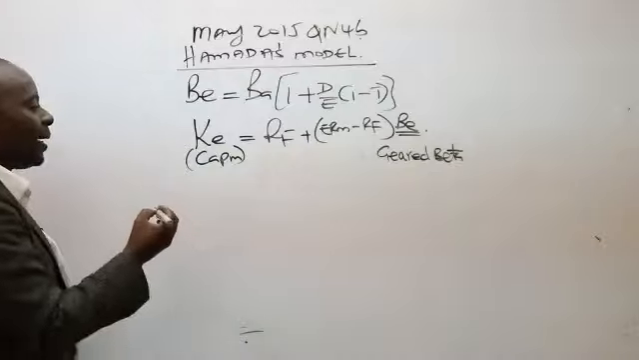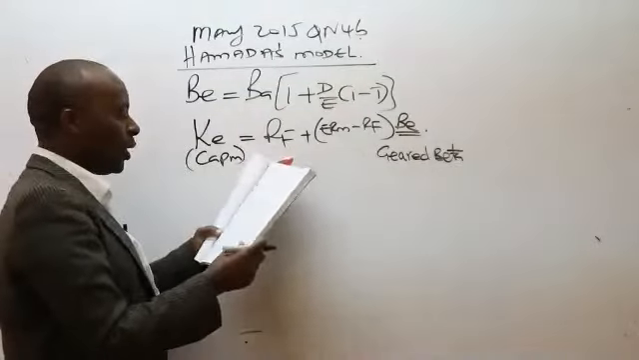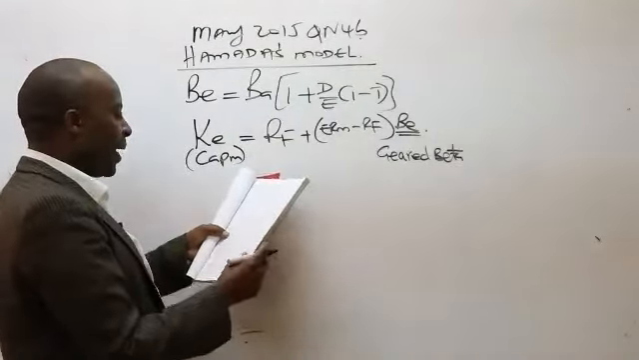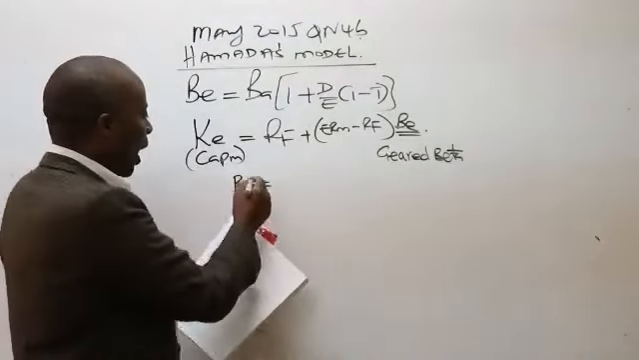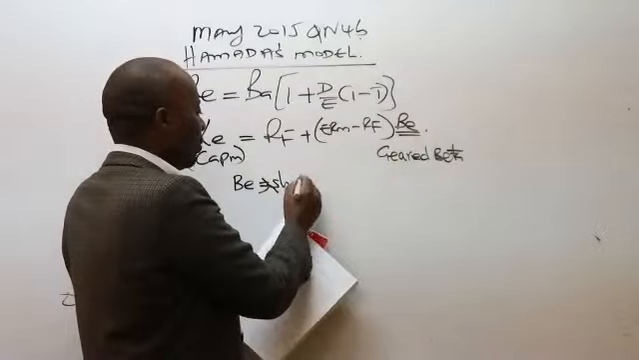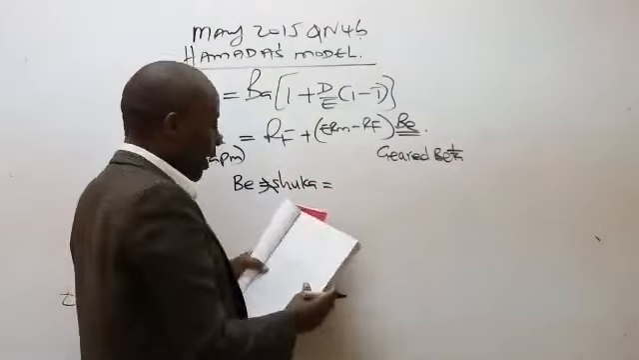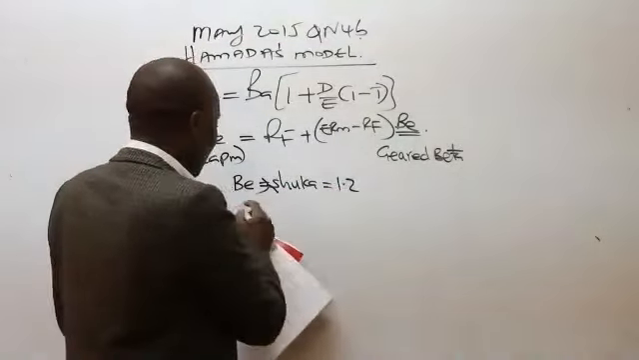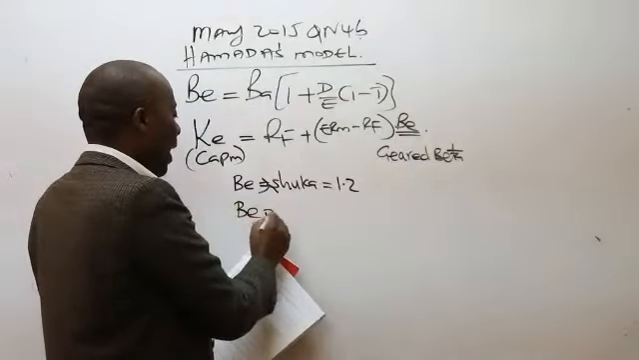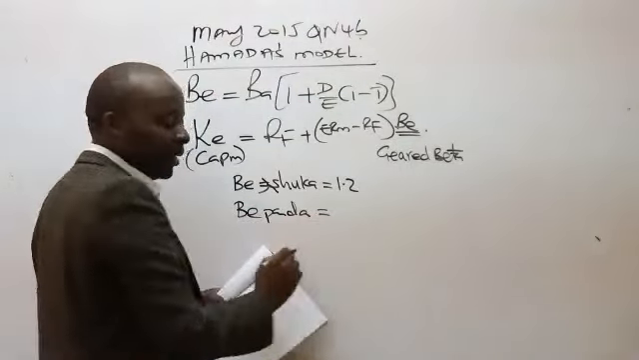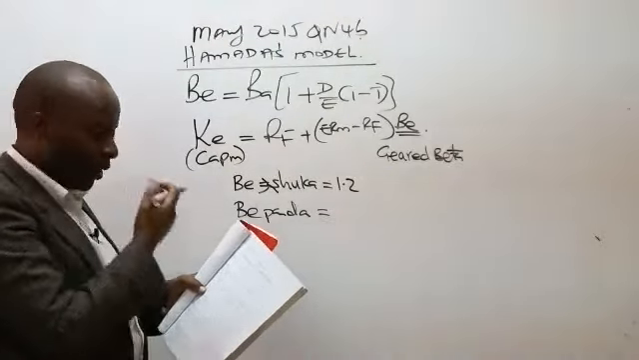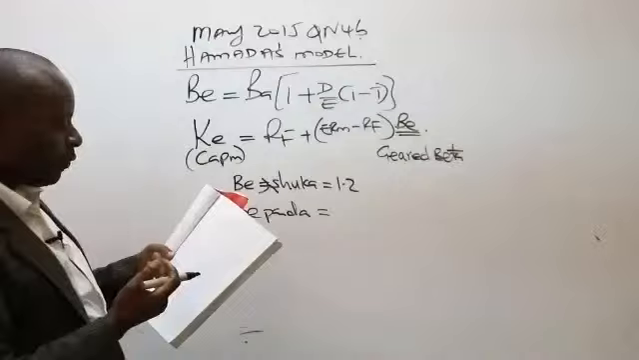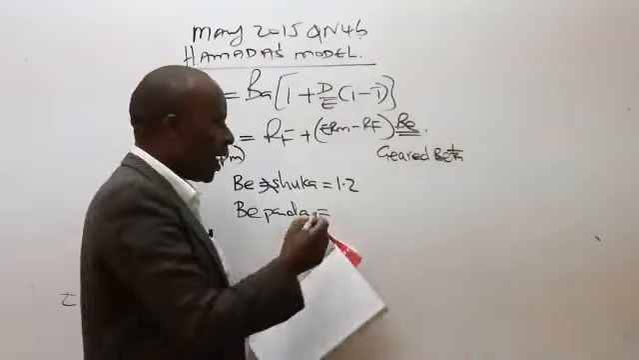But now remember, the examiner has given you 2 equity betas. So the examiner has given you beta equity of Shuka as 1.2. He has also given you beta equity of Panda. Remember, the two companies are coming together through an acquisition. So beta equity of Panda is also 1.2.